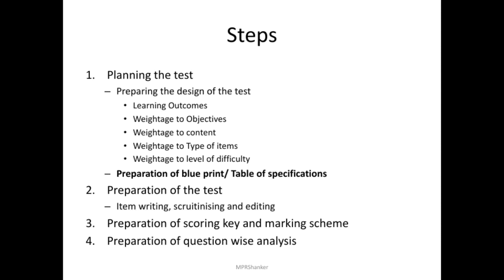Achievement test generally has four steps. One is planning of the test, second, preparation of the test, third, preparation of scoring key and marking scheme, four, preparation of question based analysis. After these four steps, achievement test automatically gets ready for administration.